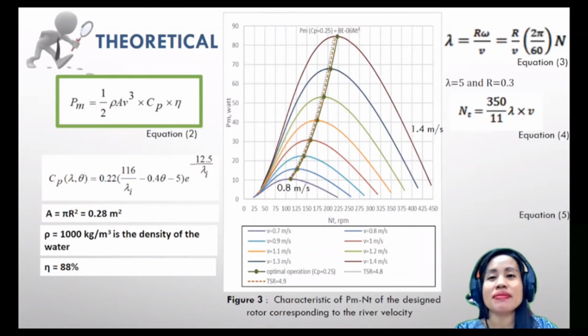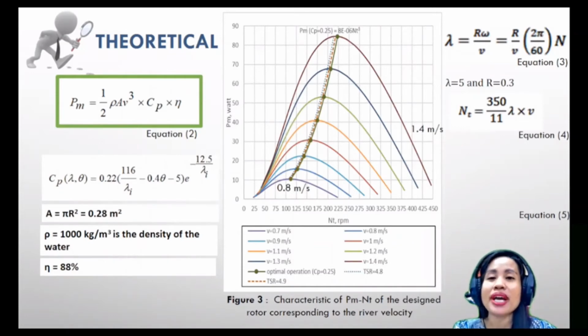To estimate the maximum turbine rotation speed, NT, equation 2 was used. This equation shows the relationship of PM, Cp, and river velocity, where A is the swept area of the turbine, which is 2.25 meters squared. Rho is the fluid density, and nu is the velocity of the river. The drive train efficiency is 88%, which consists of generator and gear ratio efficiency.